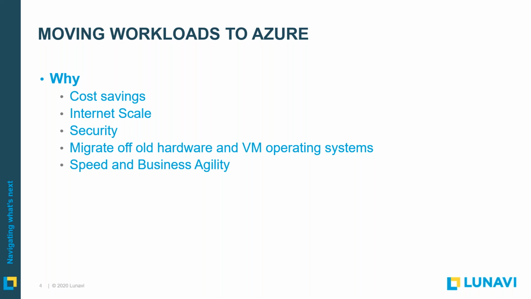Other reasons are just migrating off of old hardware or even operating systems that may be going out of compliance and wanting to move those out into Azure. So that's another big thing. And then also really getting that speed of the cloud and DevOps through being able to deploy, and a lot of reasons there that we'll talk about here in the next hour of how to move faster from a business agility perspective.